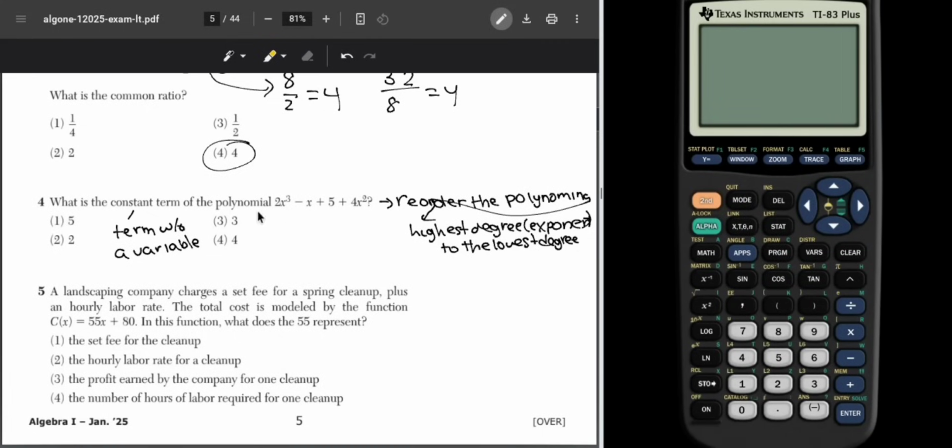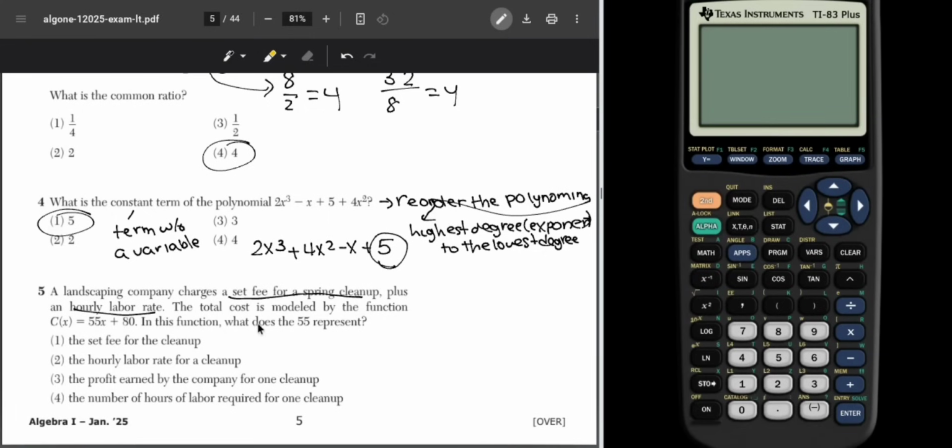So what that means is when I rewrite this, I'm going to rewrite it as 2x cubed plus 4x squared minus x plus 5. Okay, now I can figure out my constant term, the term without the variable, which is going to be 5, answer choice number 1.